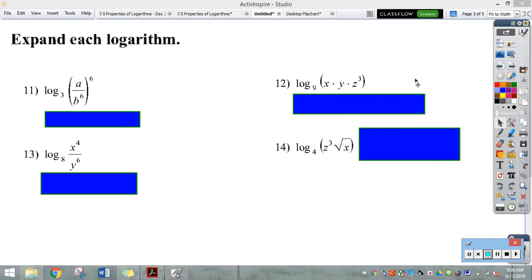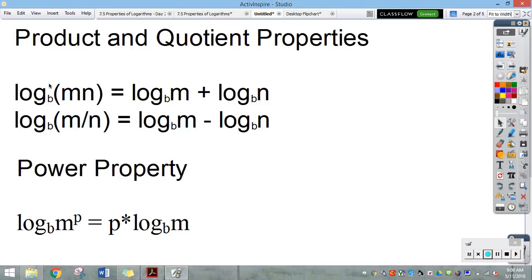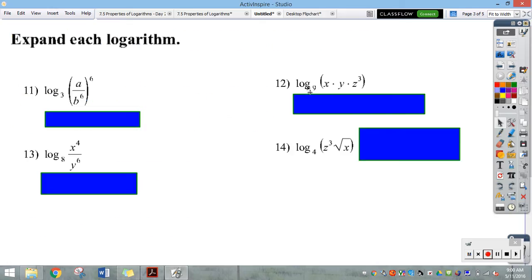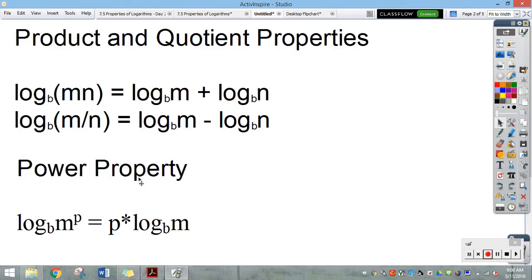And this is a product, so you're going to use the product property, which states that if the numbers are being multiplied, you can separate it by addition. And so that means that I need three logarithms, one for the x, one for the y, and one for the z. So I'd have log base 9 of x plus log base 9 of y plus log base 9 of z cubed. But this 3 here is an exponent, which means that I'm also going to use the power property, which states that I move the exponent to in front of the logarithm.